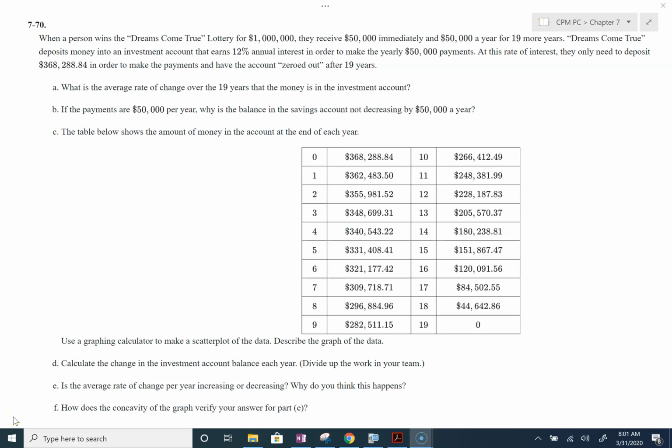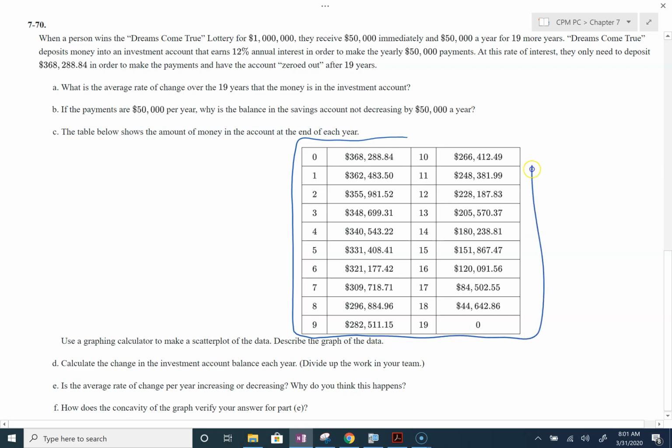So in problem 70, they give us this table of data that shows the starting balance of the account and how it changes from month to month. You're making $50,000 withdrawals out of it, but it's also earning interest at the same time. So part A, what is the average rate of change over the 19 years?